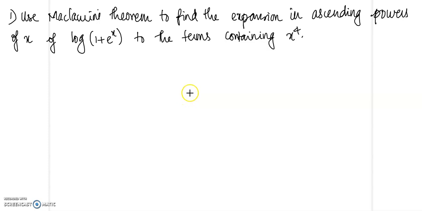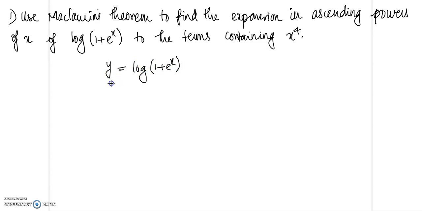Hello, so let us look at a few more problems for obtaining the Maclaurin series. So here you are given the function log of 1 plus e raised to x. We are asked to find the expansion of log of 1 plus e raised to x up to the terms containing x power 4. So we have y equal to log of 1 plus e raised to x.